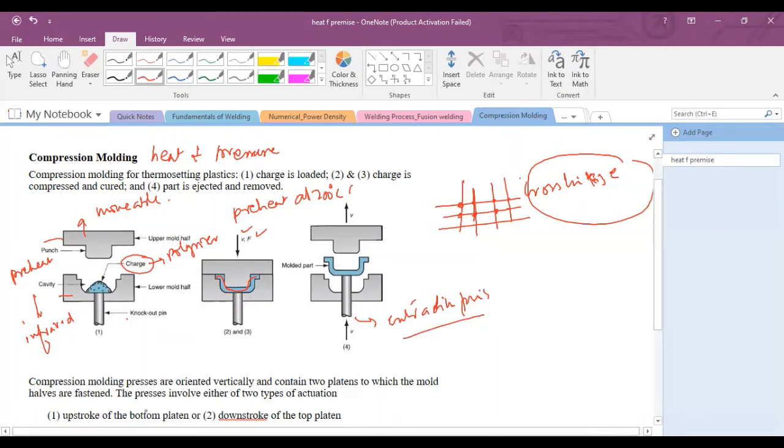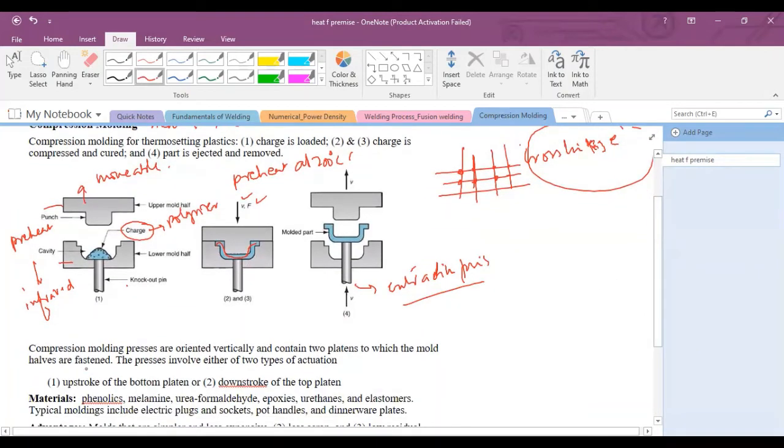This process has two strokes: the upper stroke, or up stroke, and the down stroke. What happens in the up stroke? In the up stroke, this lower part will be in movable condition.